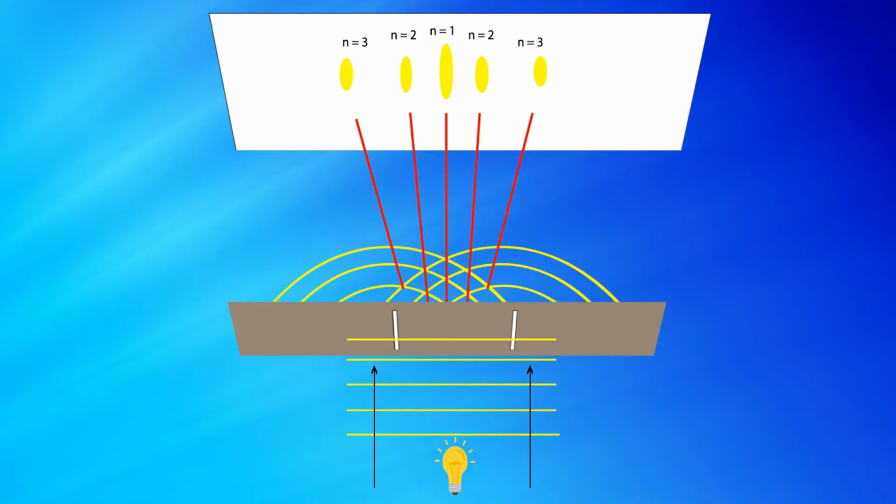The brighter bands on the screen are due to the constructive interference of the waves, which occurs when the waves are in phase with each other, whereas the darker bands are formed due to the destructive interference of the waves when they are in antiphase. This experiment clearly proves that light is a wave because both diffraction and interference are properties of a wave.